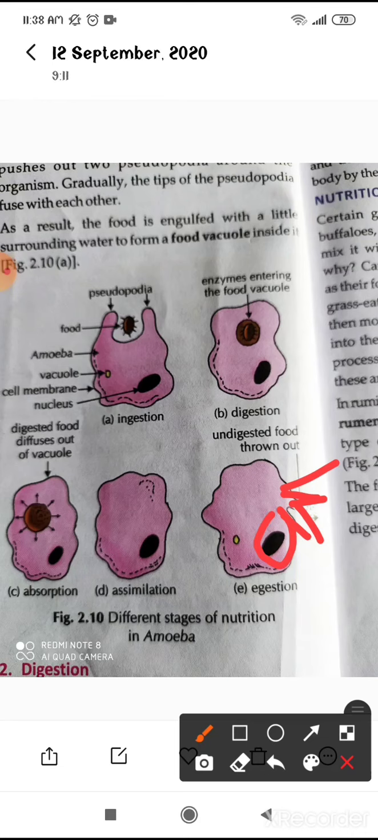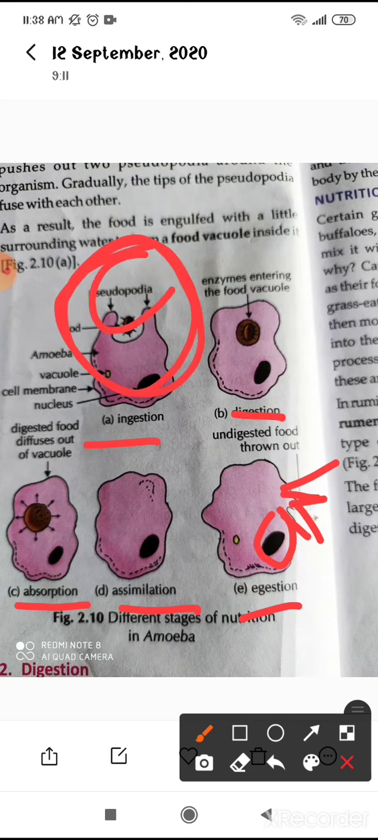Okay, so there are the 5 steps also in the case of nutrition in amoeba, that is the ingestion, digestion, absorption, assimilation, egestion. Okay, ingestion takes place, this is the most important question. Ingestion takes place by the pseudopodia, and not only for ingestion, the pseudopodia is used for the movement of the amoeba. Okay, so there is the 5 mark question.